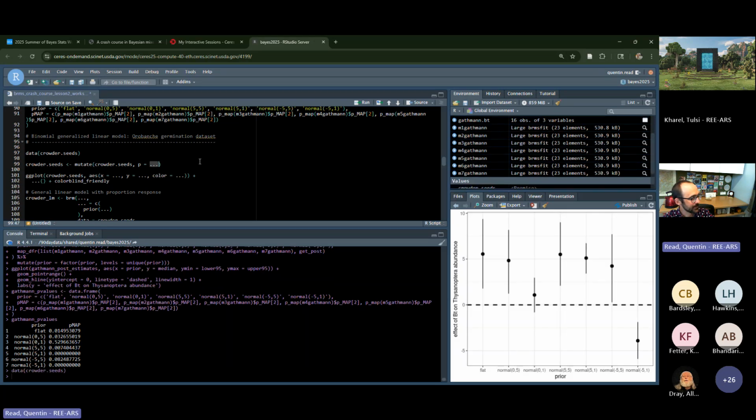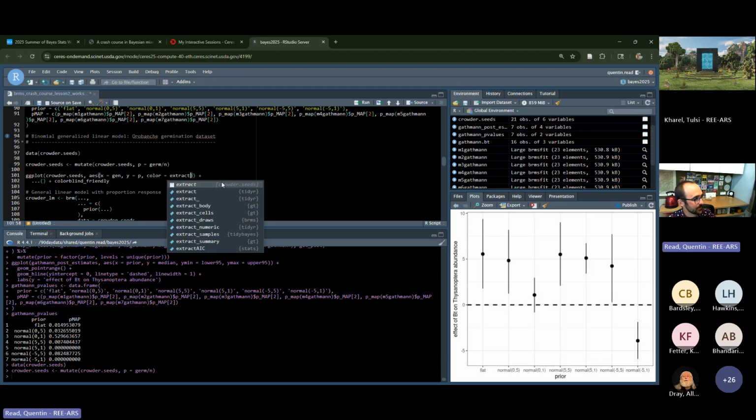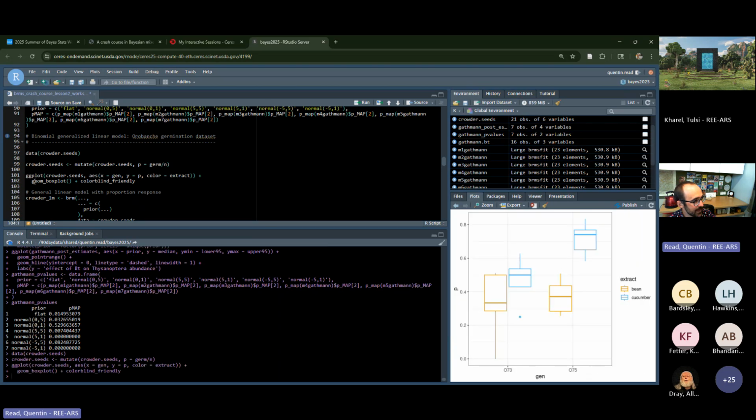and then we're going to make a column called P, which is germ divided by N, the number of germinations divided by the total seeds on each plate. The x-axis is going to be the genotype. The y-axis is going to be P, the proportion of germination. The box plots will be split up by which extract treatment they got, and each extract will get a different color. And we're going to use geom_boxplot. Hit Control Enter to run that.